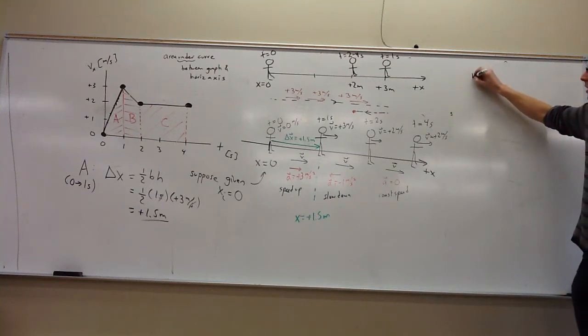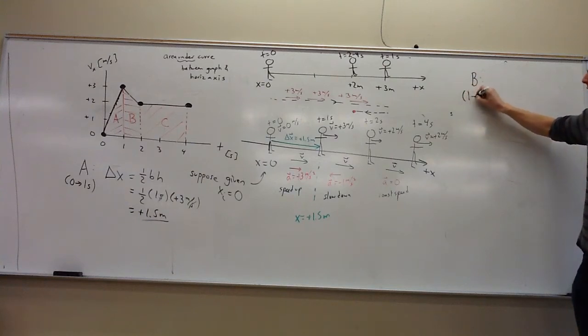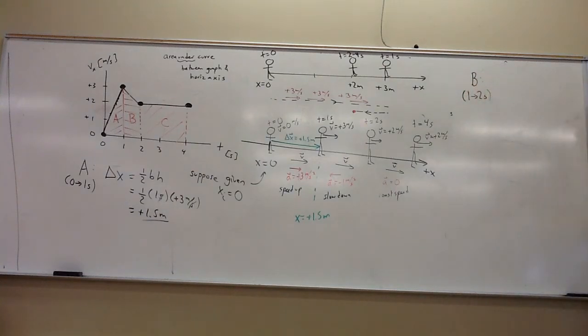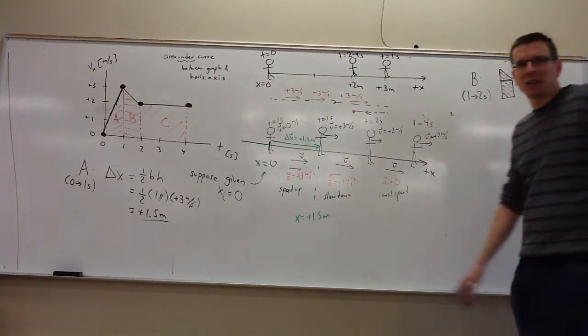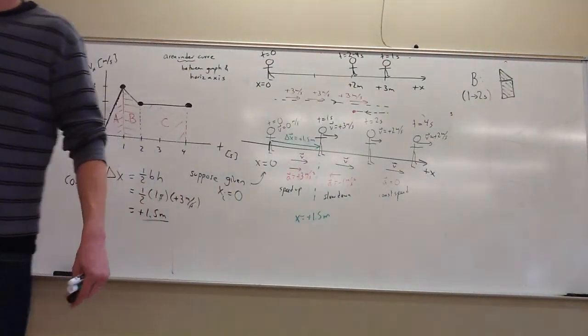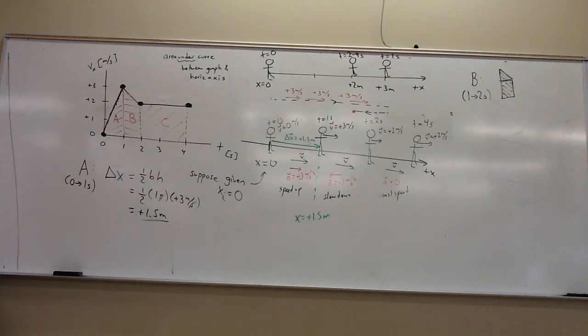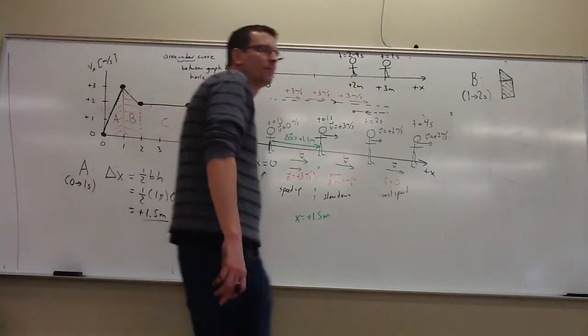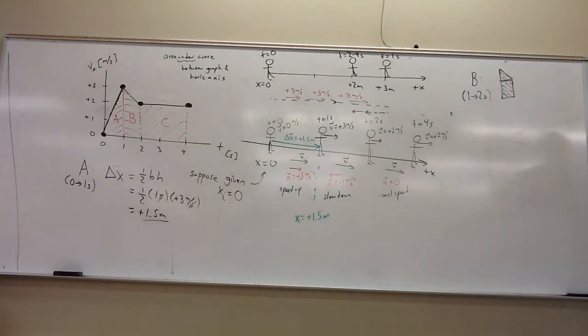Okay, so let's do area B. Area B is from 1 second to 2 seconds. So this is a little bit more complicated looking. But remember that you can always break it up into simpler shapes. So the area under the curve in part B is the triangle stacked on top of a rectangle. That's the most complicated thing I'm going to give you. It's going to be either a triangle, a rectangle, or a triangle stacked on top of a rectangle.